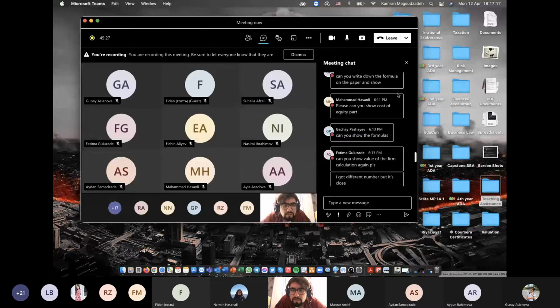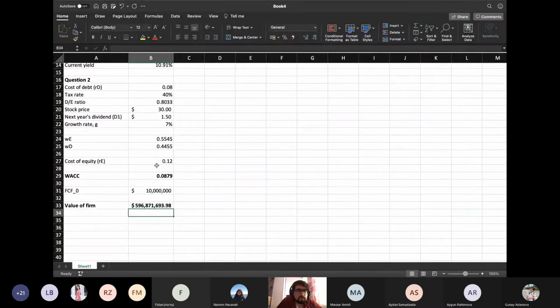Mohammed here has a question. Please, can you show the cost of equity part? In the cost of equity part, where is cost of equity? Okay. Let me show you again here.